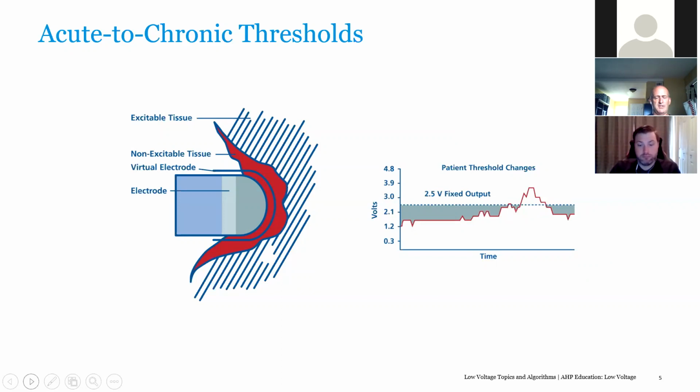So at implant, it's very important to get a threshold as low as you possibly can, because over time, we'll see those thresholds go up. And with thresholds going up, that affects battery longevity. So it's critical at implant that we get the best possible threshold that we can.